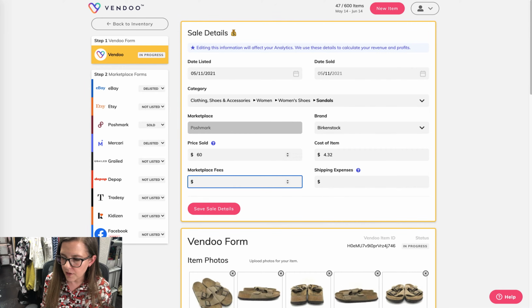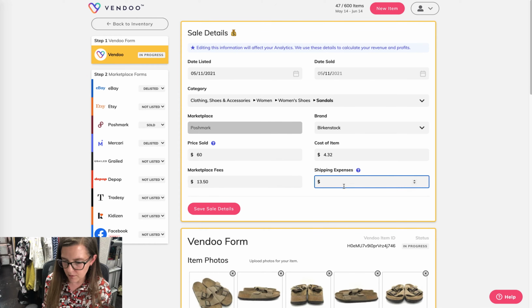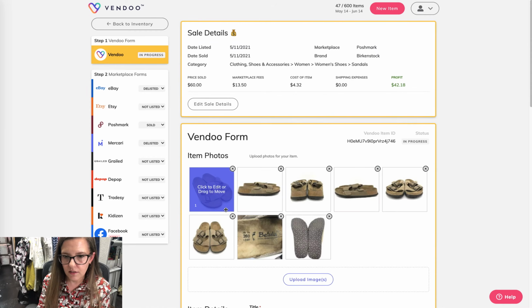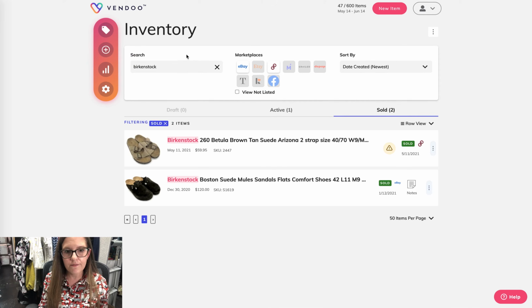Amazing. Marketplace fees were $13.50. I don't know why I put a shipping discount on them, but I did. And they sold on Poshmark. Save sale details. We made $42.18 off of those. Profit in the bank.